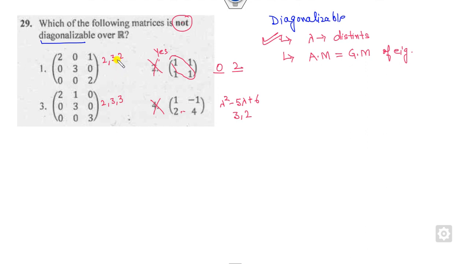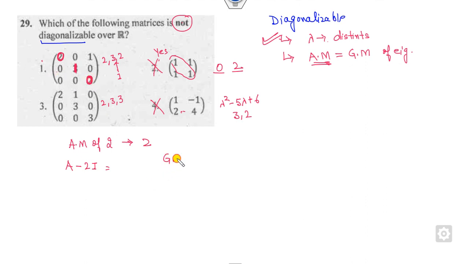Now you can see they are not distinct, so we have to check here. Algebraic multiplicity of the 3 is 1, so geometric is always 1. So we have to check the eigenvalue 2, whose algebraic multiplicity is 2. So I can find A minus 2I. What is A minus 2I? It will be 0, it will be 1, it will be 0.